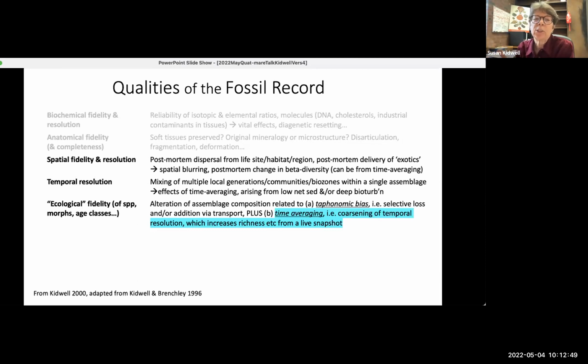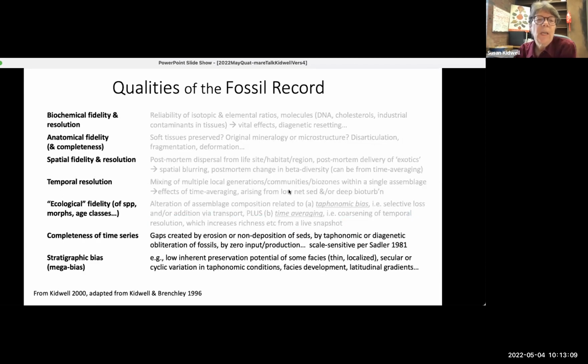And then finally, what I call ecological fidelity, but this has to do with composition of the assemblage, whether we're talking about species or morphs or age classes. And that might be altered both by just time averaging alone, but also by active taphonomic bias, that is selective loss or addition of items in the window. And then finally, backing out, the completeness of a time series is every increment of elapsed time represented by fossil material, and what I call stratigraphic bias or mega bias, that is non-random selectivity in which facies get preserved in the stratigraphic record, secular variation in qualities of preservation, for example, the evolution of shell-crushing predators, those sorts of things.